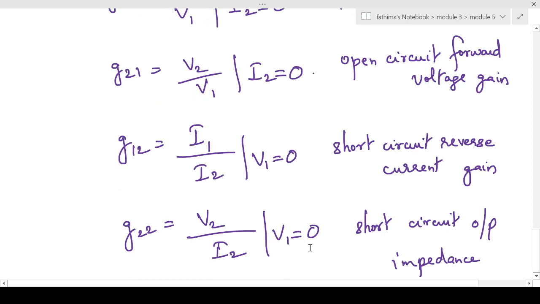And G22 is V2 divided by I2 with V1 is equal to 0. So this is the output impedance, and we have short circuited the input port. So it is the short circuit output impedance.